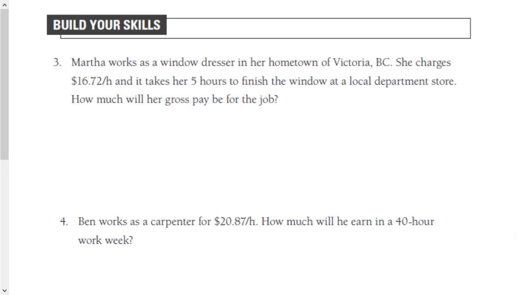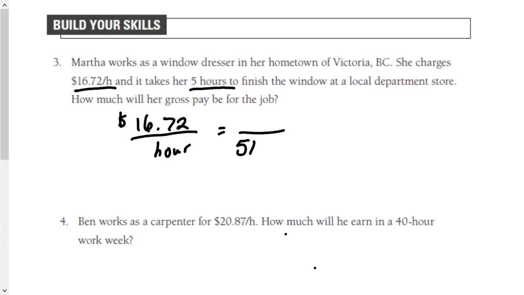Martha works as a window dresser in her hometown of Victoria, BC. She charges $16.72 per hour. It takes her 5 hours to finish the window at a local department store. How much will her gross pay be? So how much is she going to make? So 16.72 per hour is equal to 5 hours over X.